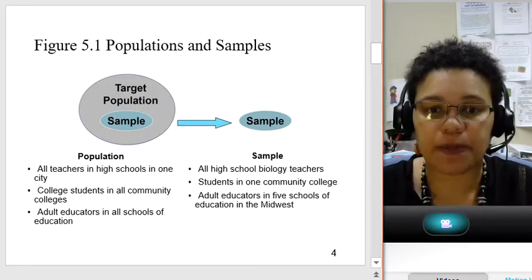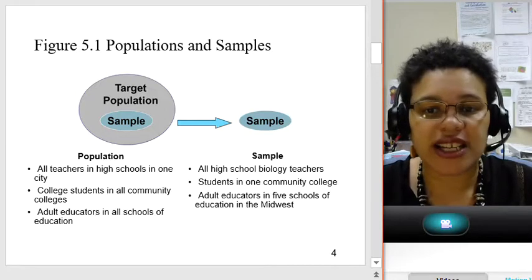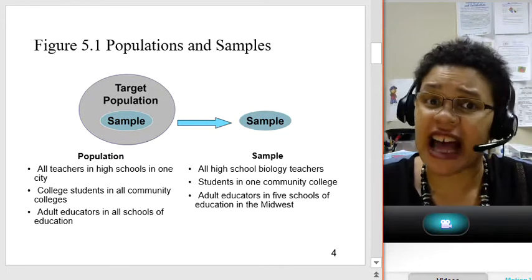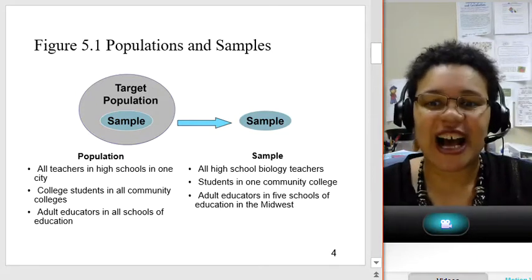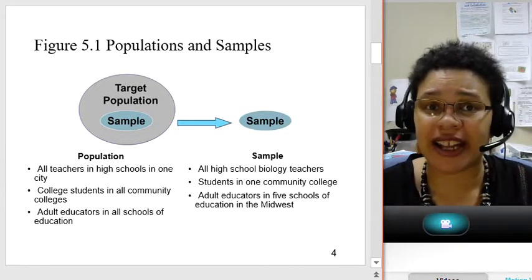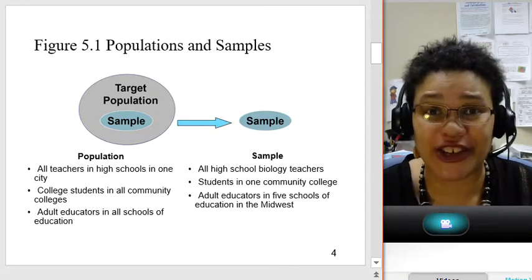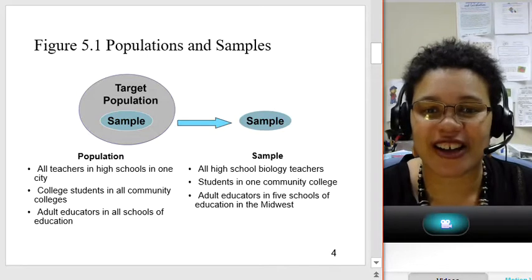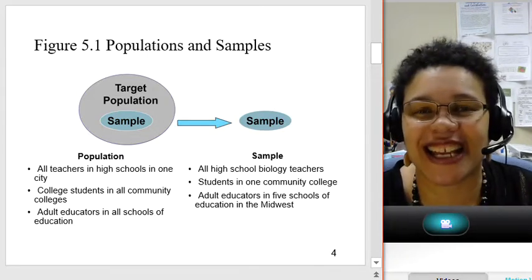So, for example, let's say the population were all teachers in high schools in one city. Let's say you wanted to know how satisfied teachers were in Atlanta, Georgia. Maybe your sample is all the biology teachers at some kind of professional development, and you're there with your survey. Please fill this out so I can learn about how teachers feel about teaching in Atlanta, right?